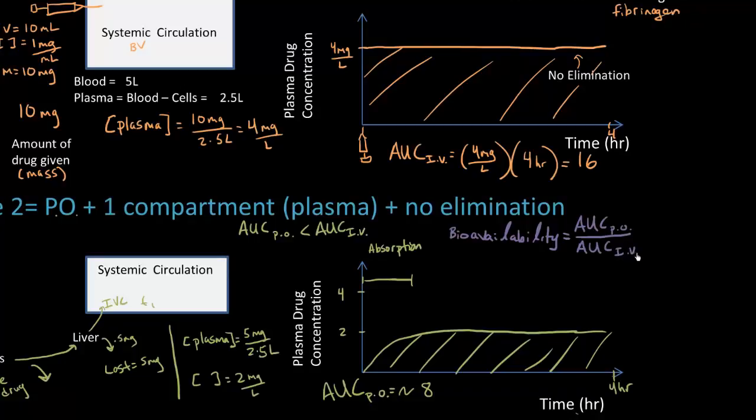And so we're going to talk about this more in detail on the next slide, but remember that this gives us the fraction of the amount of drug that gets into our systemic circulation. And it's a fraction in relation to how much would have gotten in if we gave it IV. So remember this term, it's huge.